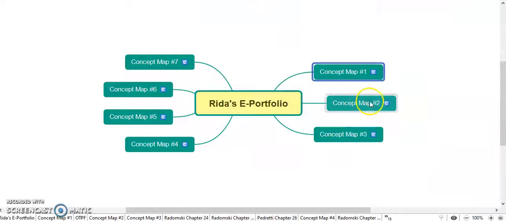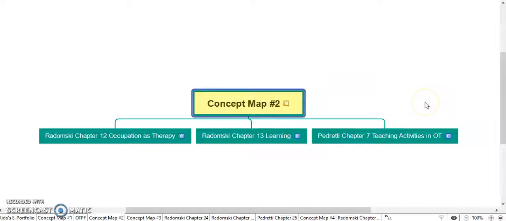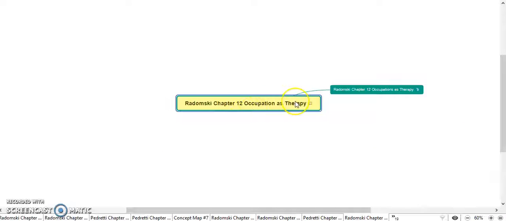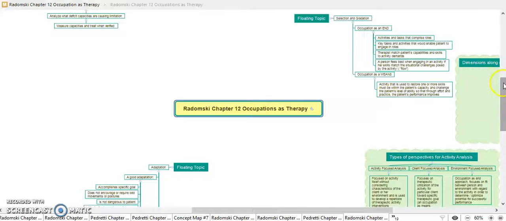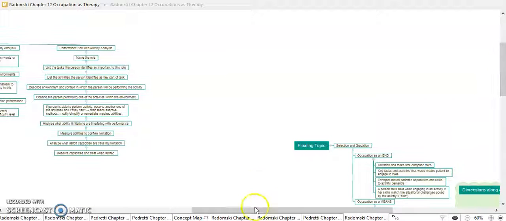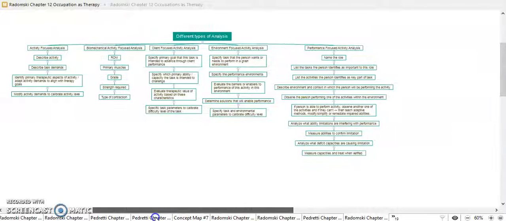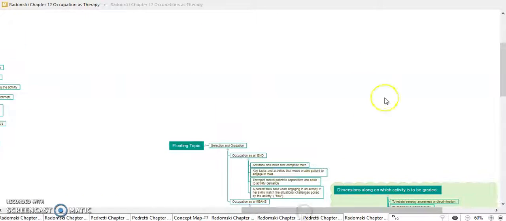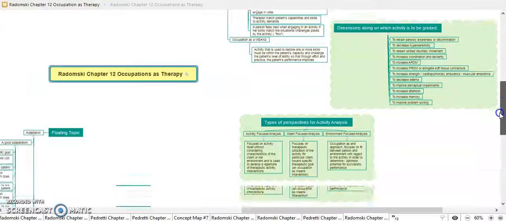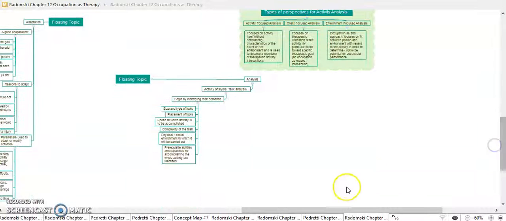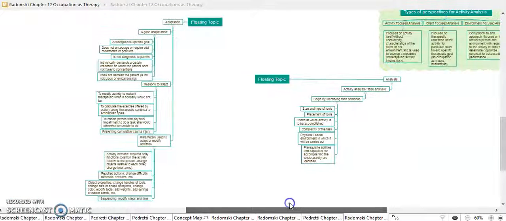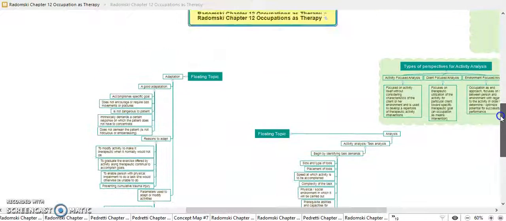Okay, concept map number 2, this is more about activity analysis. I'm going to review the different adaptations and grading that goes along with OT activities. So occupation as therapy, I'm just going to click on this arrow over here. So activity analysis, the different perspectives, different types of analysis, how occupation can be used as a means and an ends. What is a good adaptation? What are reasons to adapt? What are parameters that are used?